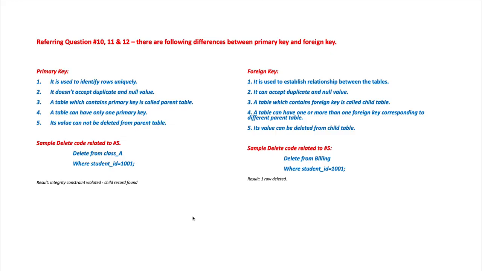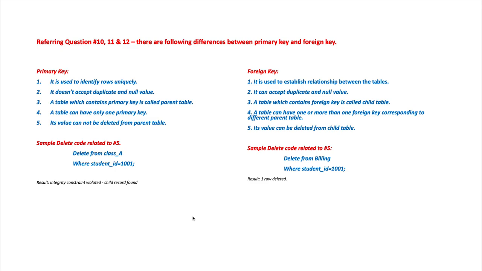Number 3, a table which contains primary key is called parent table. And in case of foreign key, a table which contains foreign key is called child table. Number 4, a table can have only one primary key. And in case of foreign key, a table can have one or more than one foreign key corresponding to different parent tables.